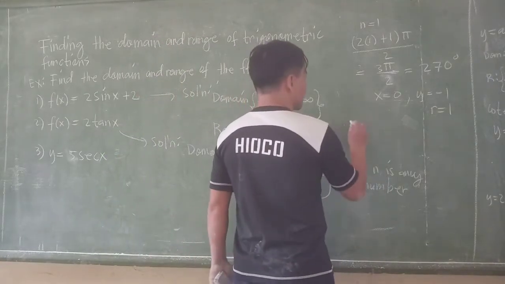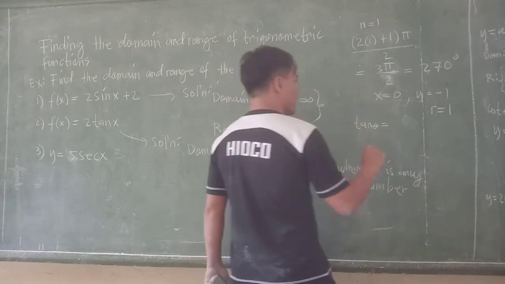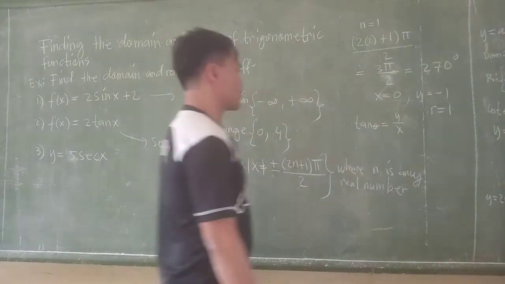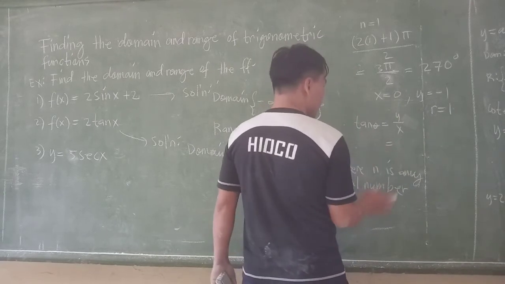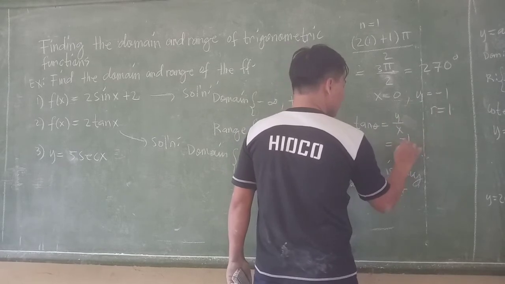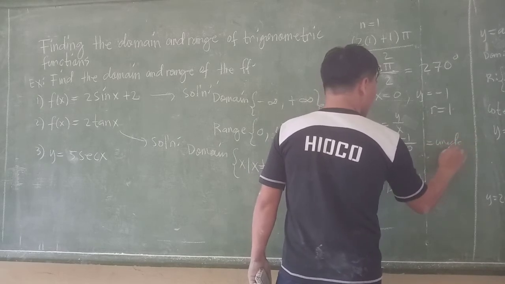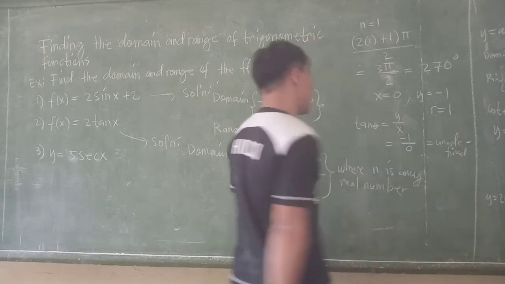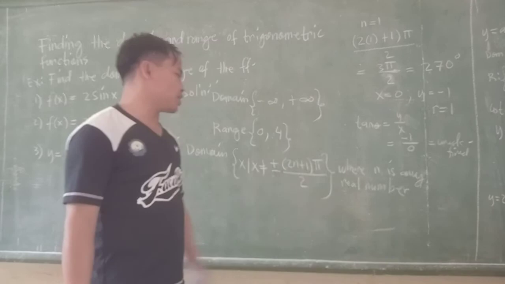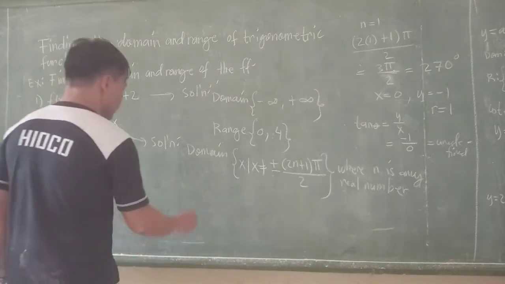Then remember that tan theta is equal to opposite over adjacent, meaning y over x. Y over x. At this time, y is negative 1 over x which is 0, so the answer is undefined. Therefore, because it is undefined, we exclude this value. It is not allowed.